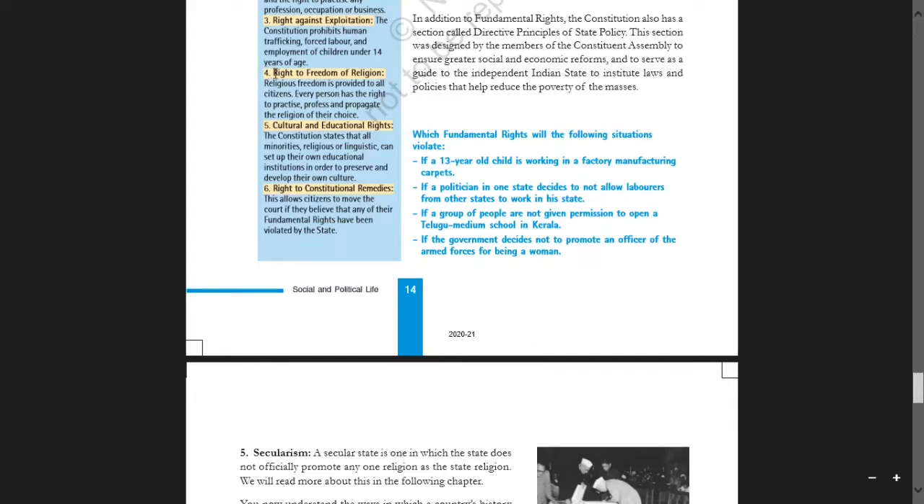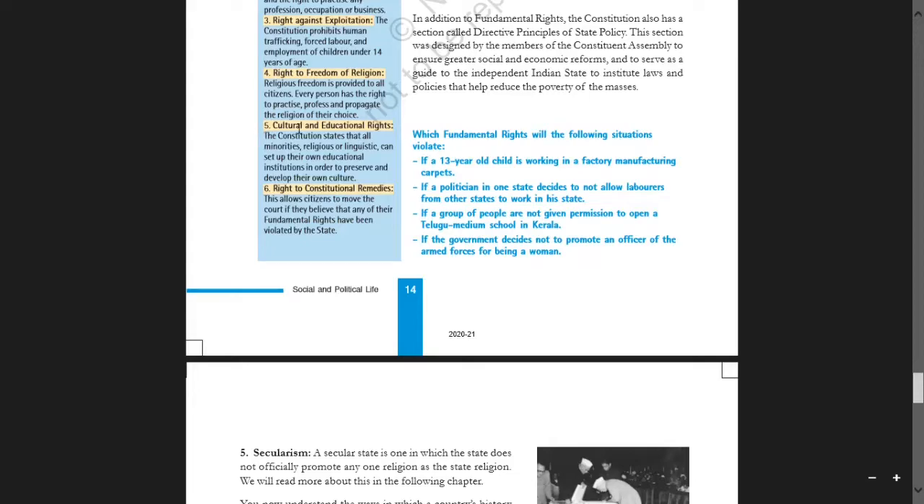Now the fourth one is right to freedom of religion. Religious freedom is provided to all citizens. Our Constitution has granted us this. Anybody, according to his own choice, can choose any religion. Every person has the right to practice, profess, and propagate the religion of their choice.